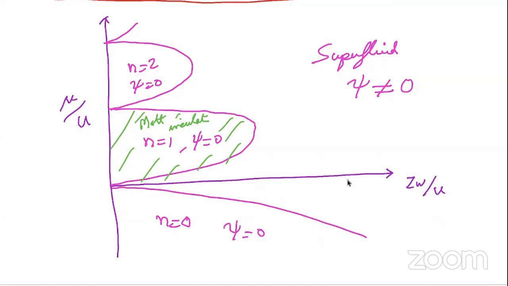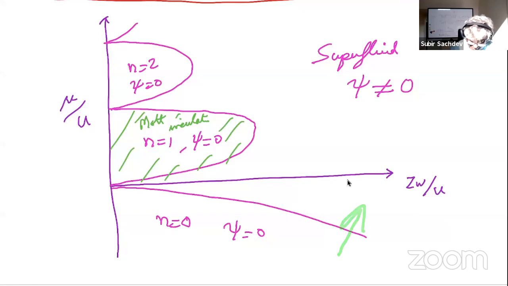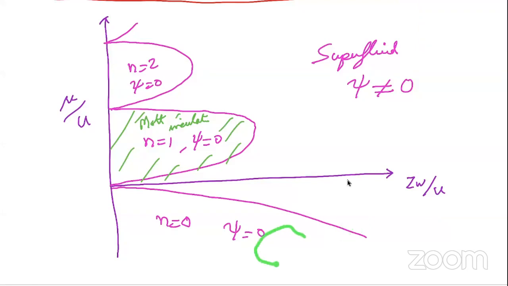So the boundary for n equals zero, I think it has a slope like -1 all the way to large W. Is that valid all the way to big W over U? I think that's correct. I don't fully remember. So actually I think we can understand that. Let's try to understand, as you're suggesting, this region over here. Okay, so let's start with the empty state.